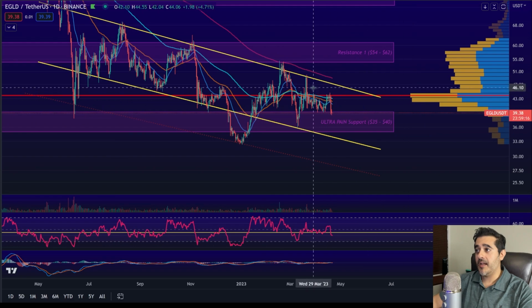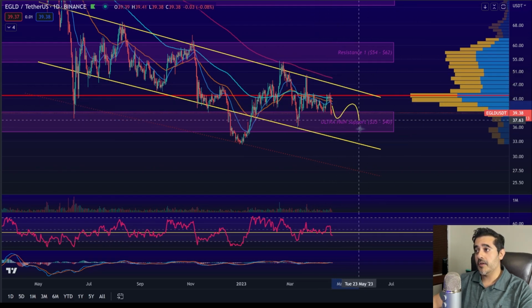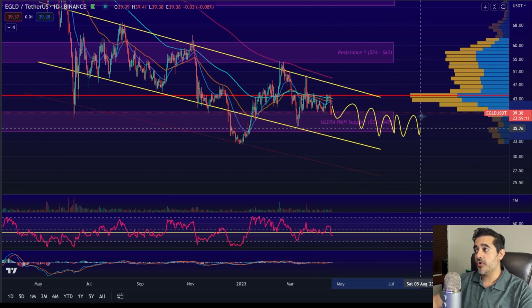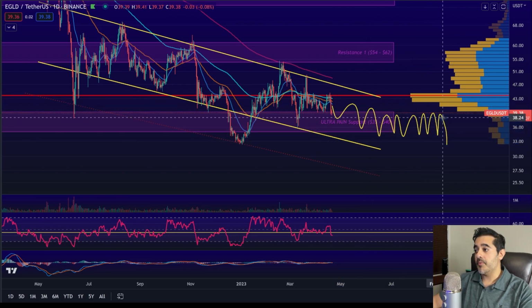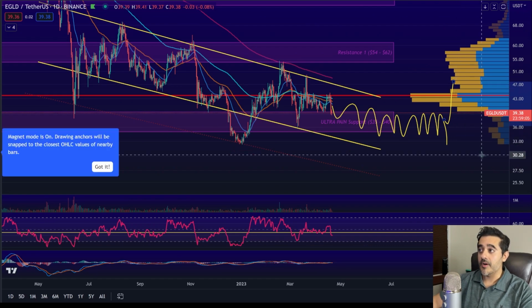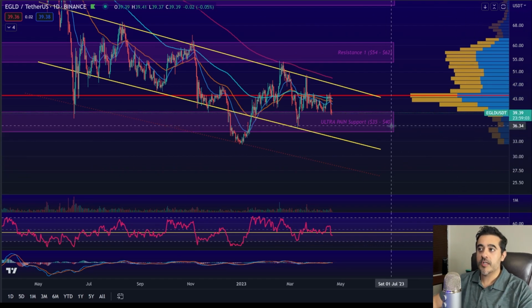It may not happen yet, right? The descending channel could keep going. We could keep going like this, right? Trading in this $30 to $40 area for quite a while. And then we could see us break past that descending channel in September. Like, who knows? Who knows when all the markets are going to turn?